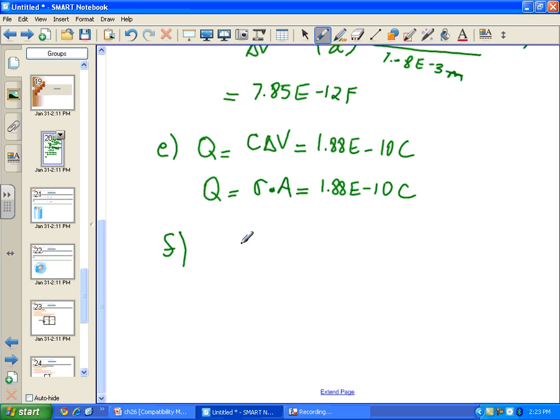Last part says, what is the net charge of the capacitor? And this is like a freebie. Of course, we know we've got minus 1.88 e to the minus 10 coulombs in the negative plate, positive 1.88 e to the minus 10 coulombs in the positive plate, and if we add them up, we get nothing but 0.